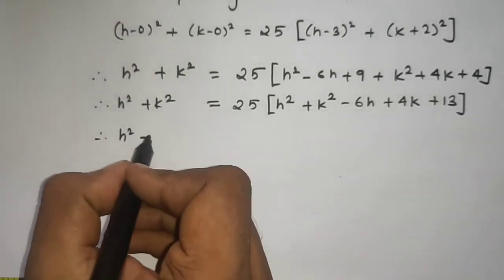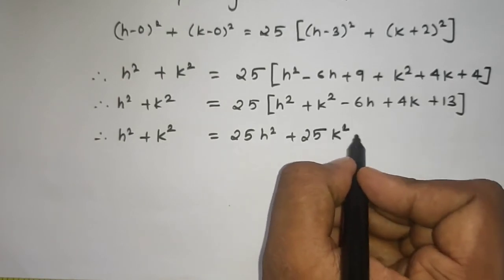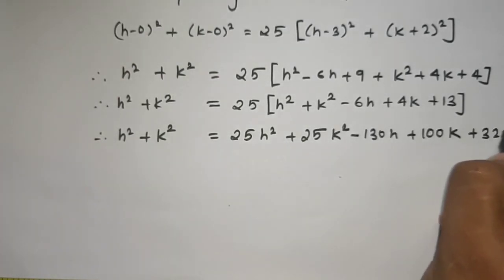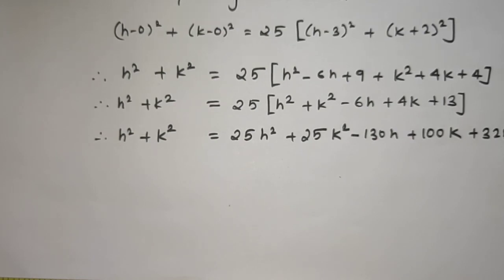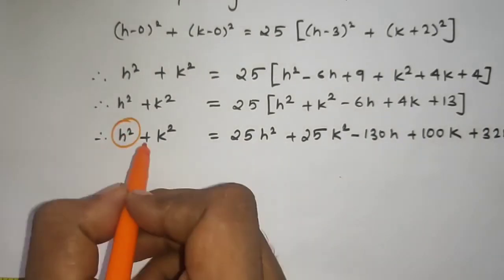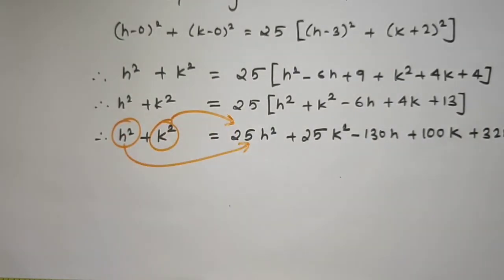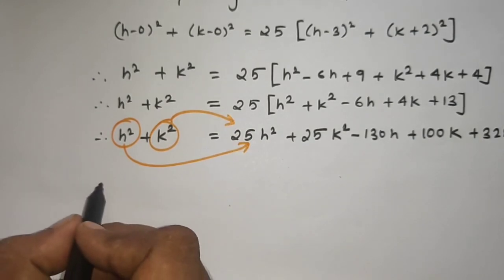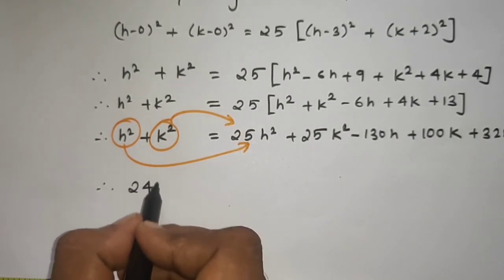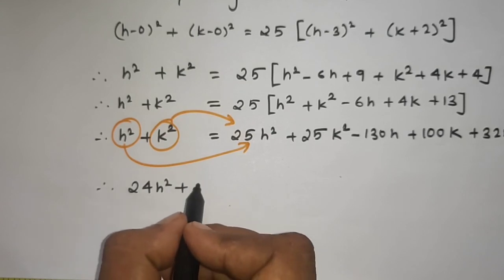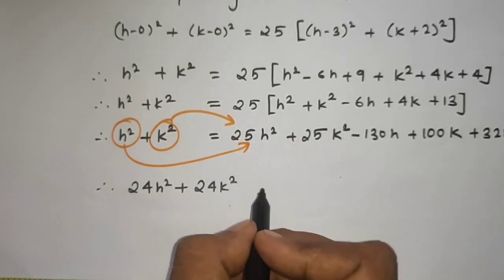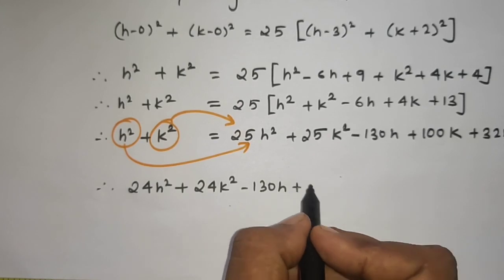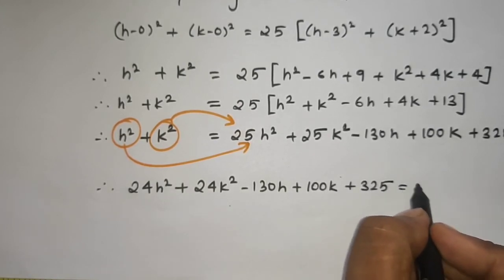Therefore, h square plus k square equal to, let us multiply 25 inside the bracket. So we get 25h square plus 25k square minus 150h plus 100k plus 325. Guys, this is 325. It went outside the screen, but this is 325. Okay. Now I will shift h square and k square to the other side. So we will get 25h square minus h square, that is 24h square, plus 25k square minus k square, that is 24k square, minus 150h plus 100k plus 325 equal to 0.